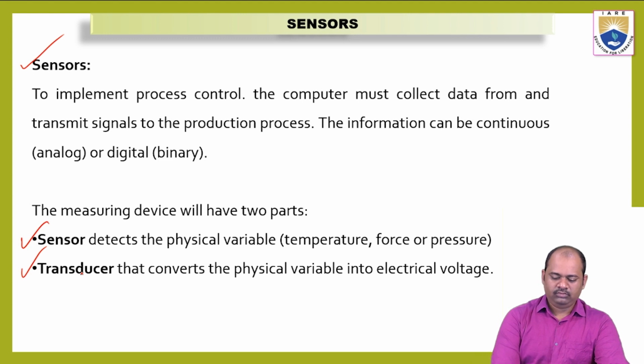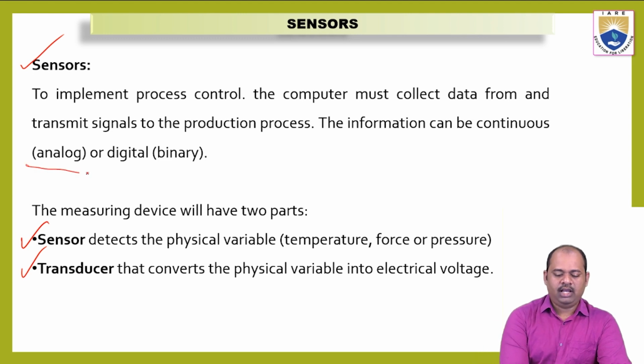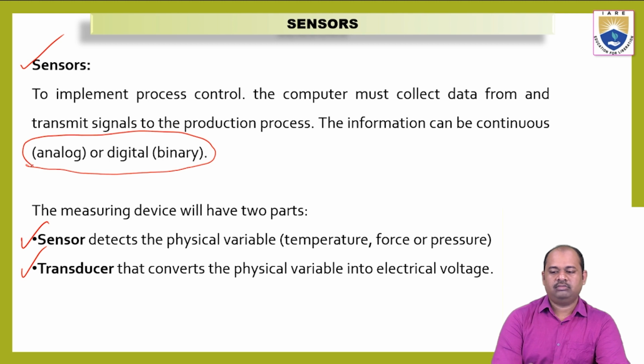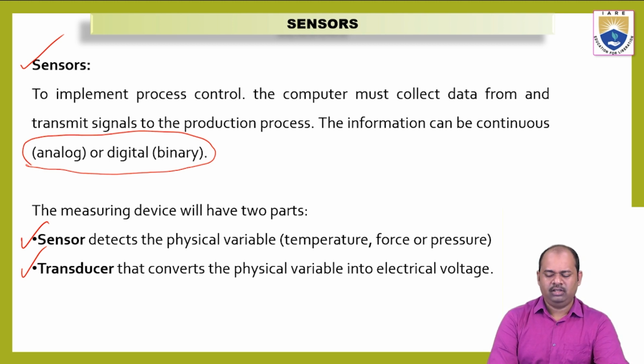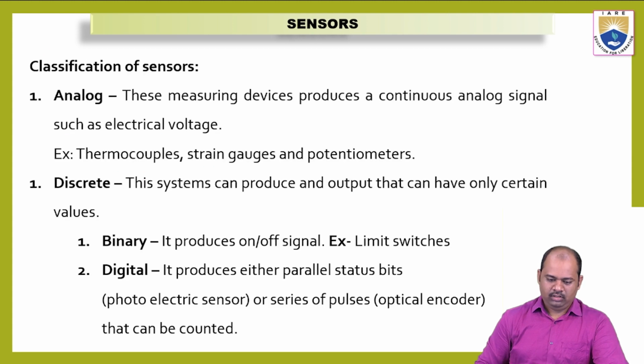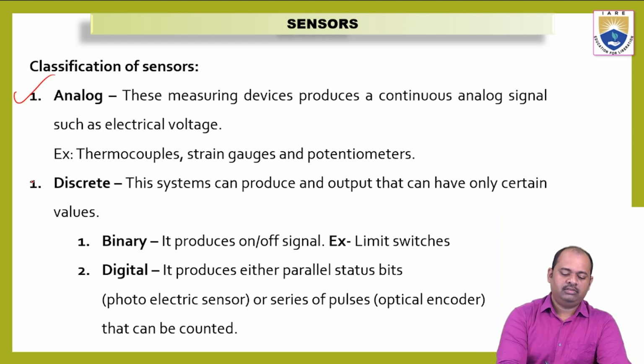Now, we have seen that the sensor has two types of signals. It can produce continuous signals or discontinuous digital signals. Here the continuous signals are in the form of analog, and digital signals are in the form of binary signals like ones and zeros. Okay, so we'll see what are the different classifications of sensors. Sensors are mainly classified into two types. The first one is analog and the second one is discrete.